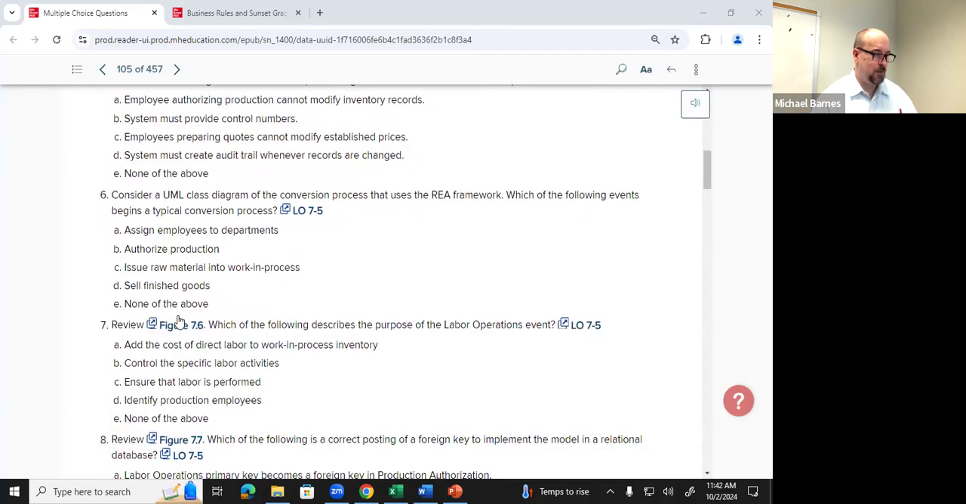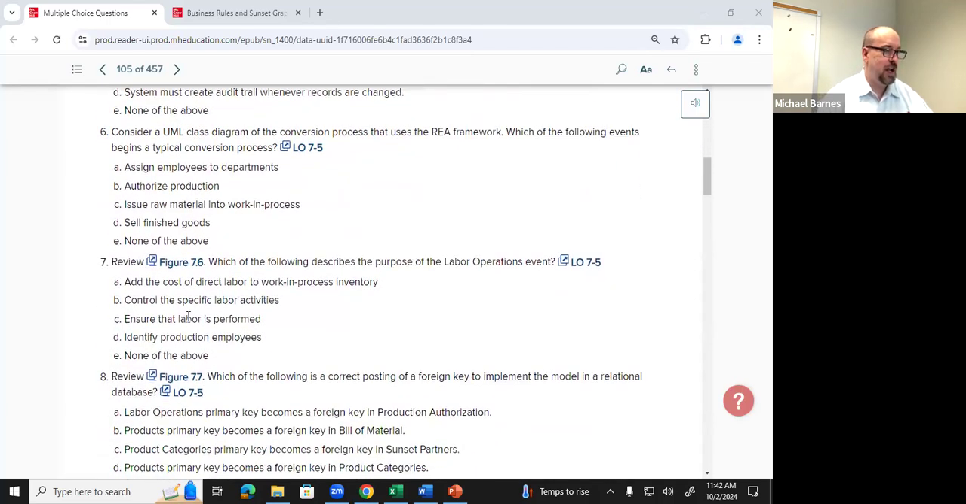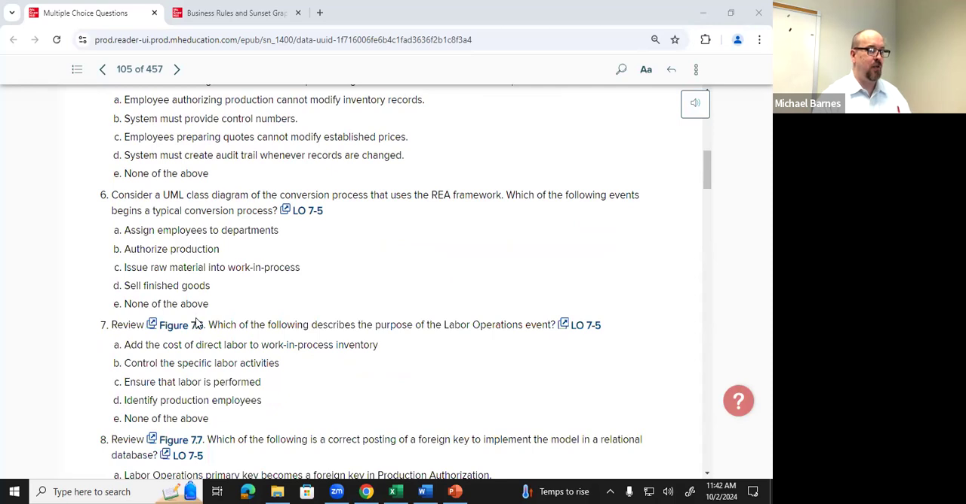Moving on, question number 6. Consider a UML class diagram of the conversion process that uses the REA framework. Which of the following events begins a typical conversion process? Now, this is an interesting question because we kind of jumped over it since it's such a complex diagram. There's so many little dip points.